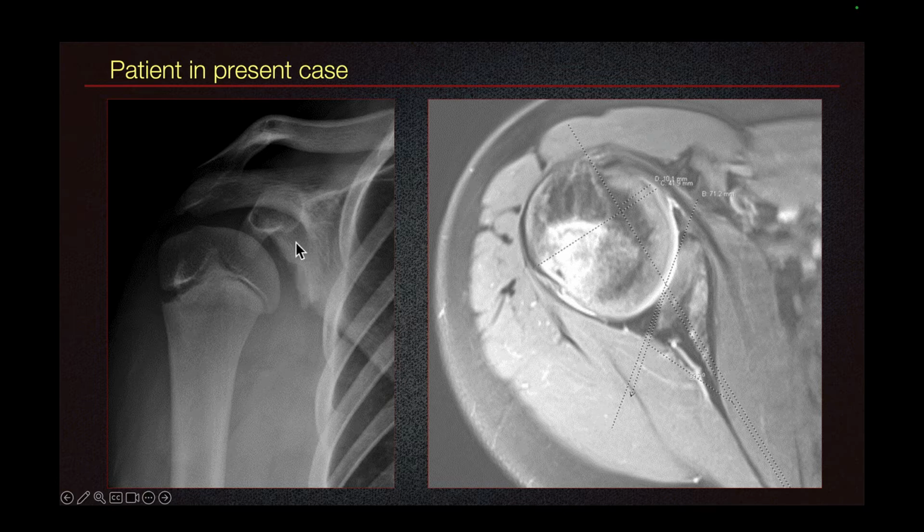The patient also has irregularity of the inferior glenoid, and on the axial MRI image, we can see that the glenoid is angled more posteriorly. Normally, the glenoid should be angled something like this. So this is a case of a dysplastic glenoid as well.